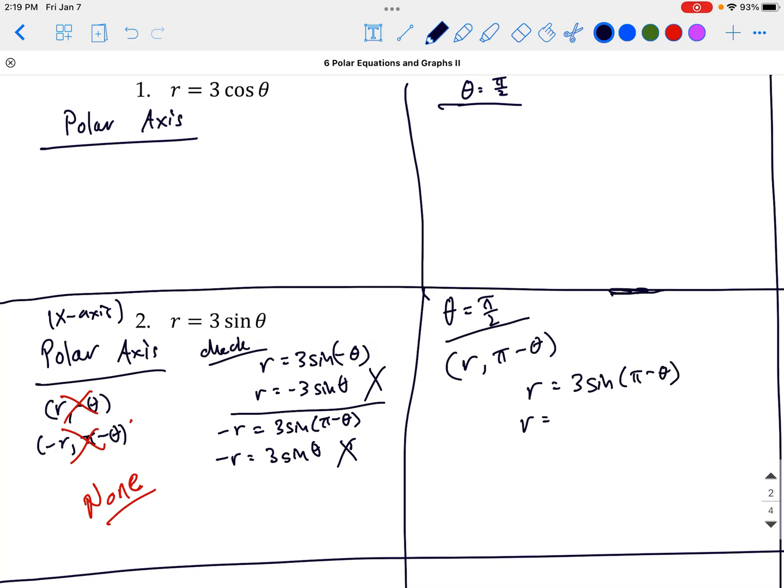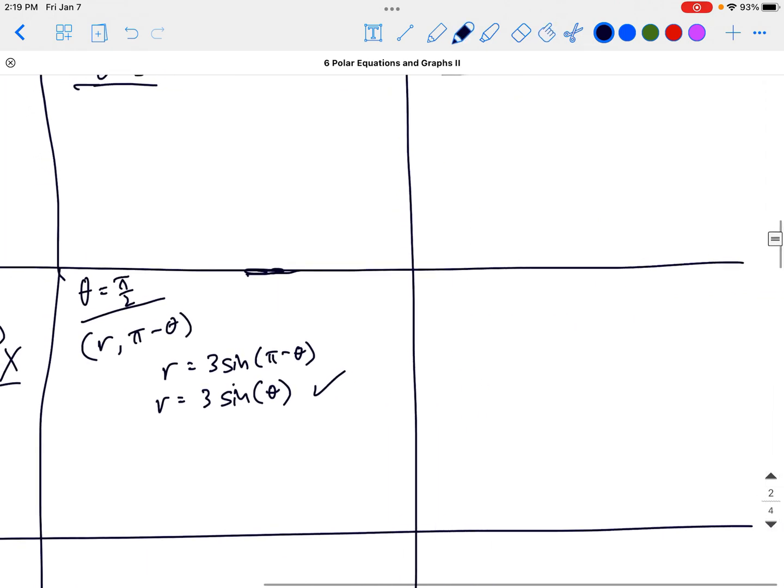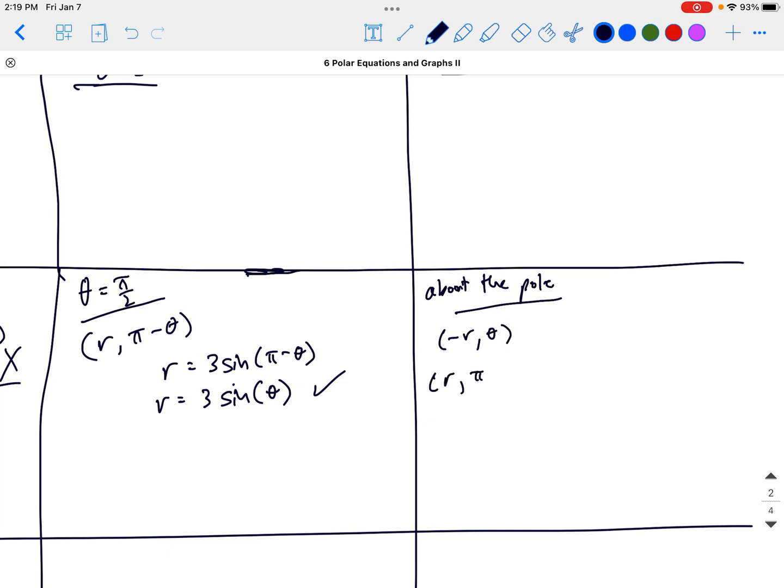And again, that is because sine of pi minus theta is the same as sine of theta. And then finally, we can look at the symmetry about the pole. So that's going to be negative r, theta, or r comma pi plus theta.